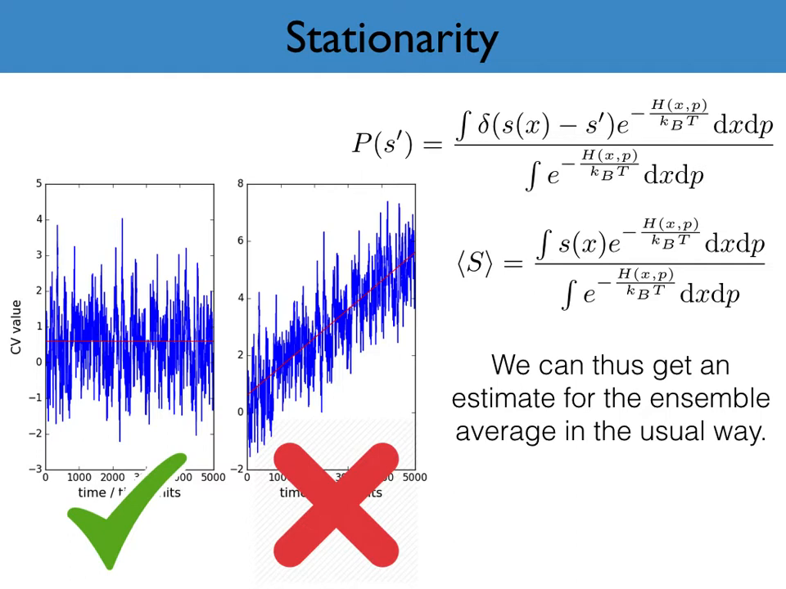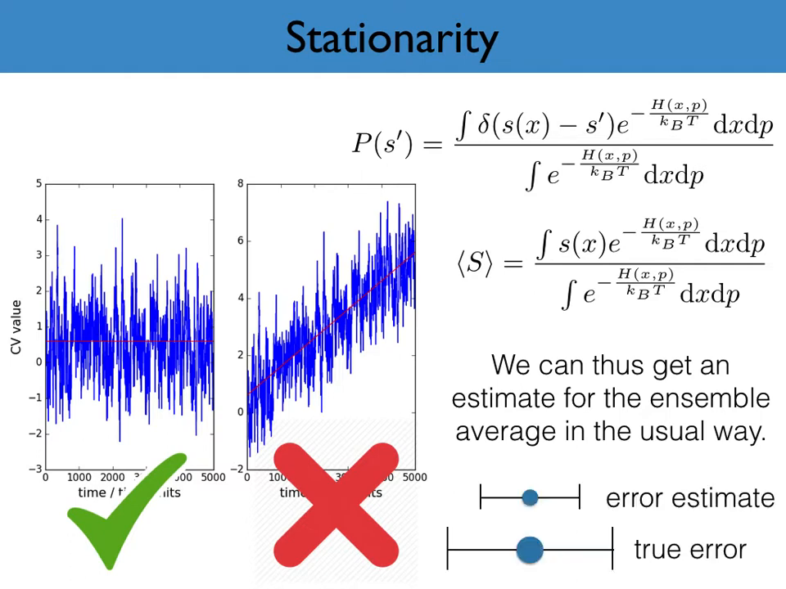The problem concerns how we estimate the error bars on our ensemble average. It turns out that if we estimate the error bars in the normal way, using all the data from the trajectory, we will underestimate the error because of the correlations. We thus need to find some way to calculate error bars that corrects for the underestimation that comes about because our data is correlated.